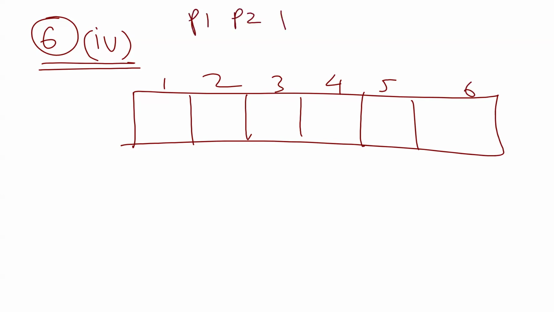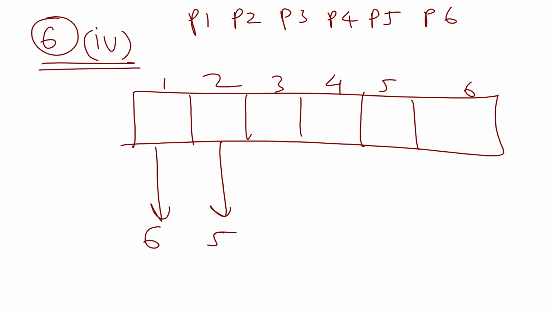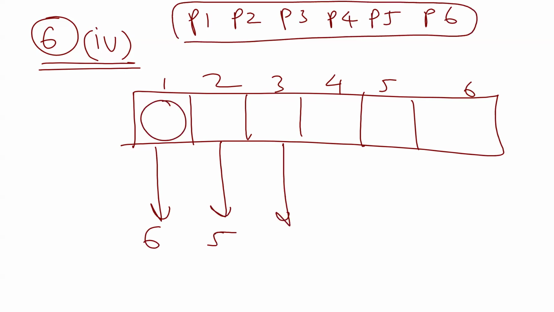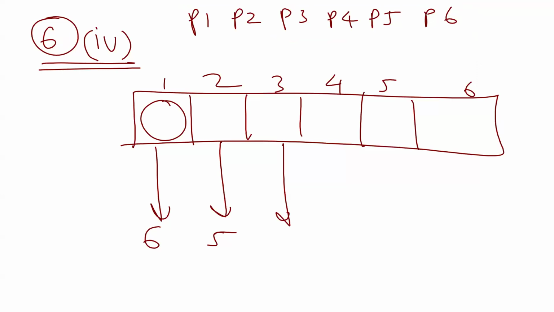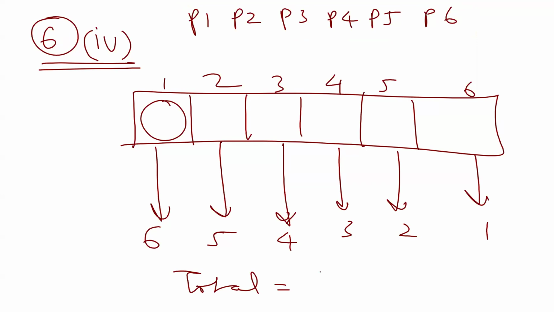So there are 6 pictures. Obviously, there will be 6 places. So first place can be occupied in 6 ways. Second, 5 ways. Because at the first place, you can select any one of these 6 pictures and put it over there. So there are 6 choices. 6, 5, 4, 3, 2, and 1. So the total is 6 factorial ways. One more way of solving: n is equal to 6 pictures, r is equal to 6 places, nPr, 6P6, 6 factorial ways.